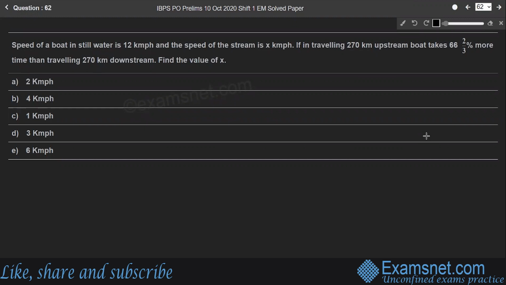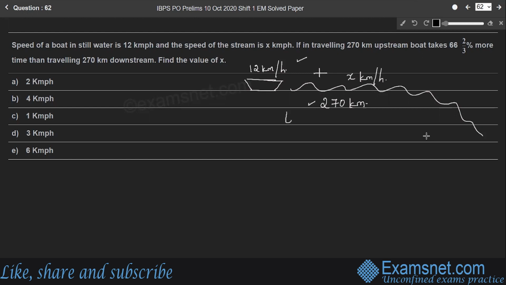Here students, consider a boat traveling downstream, right? Here the speed of the boat is 12 km per hour and the speed of the stream is x km per hour. Therefore, the downstream speed of the boat is 12 plus x km per hour, right? And the boat travels 270 km distance. So the distance traveled by the boat both downstream and upstream is 270 km. So here we know the values of speed and distance.